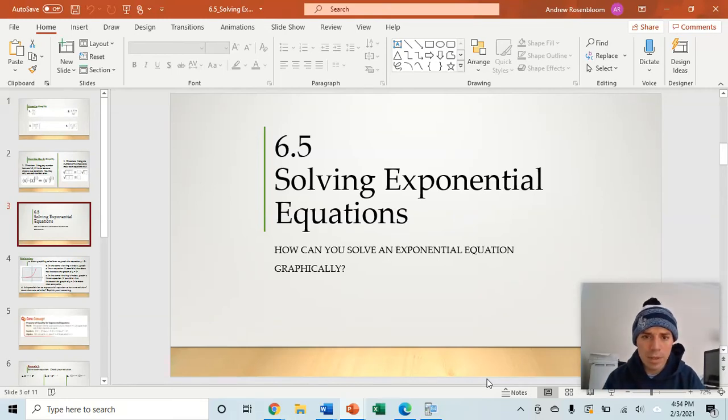All right, we're continuing on with chapter 6 and lesson 6.5, which is solving exponential equations. So let's take a look at this lesson.